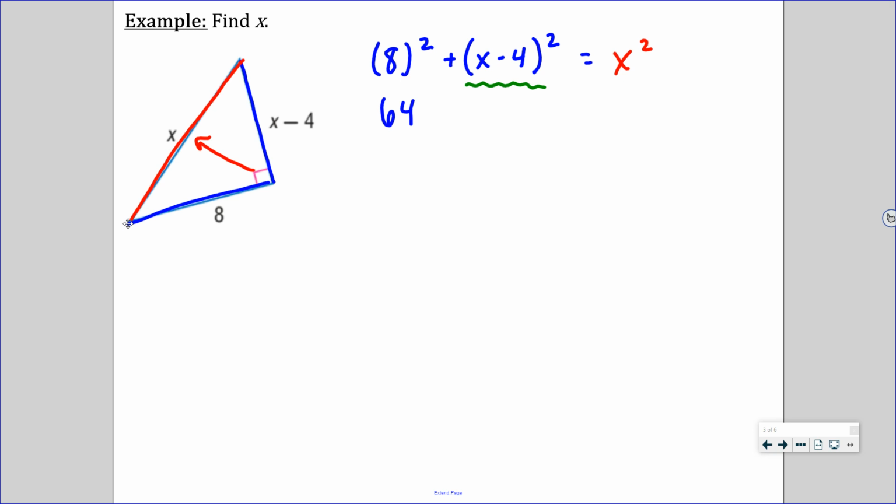See if you can figure out what (x minus 4) squared is. I'm telling you right now, it's not x squared minus 16, and it's not x squared plus 16. It's not either of those. Exponents don't distribute.